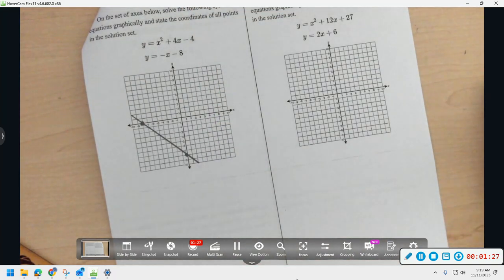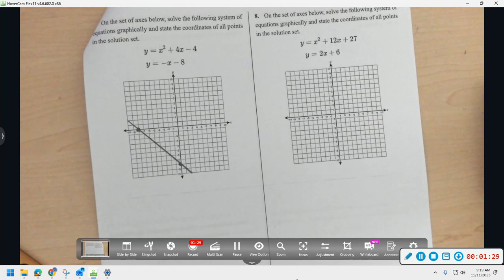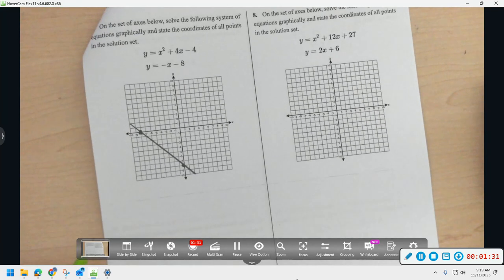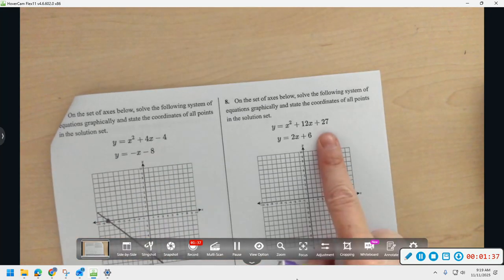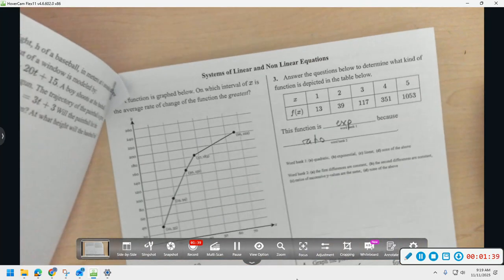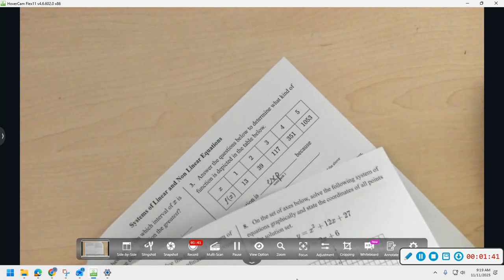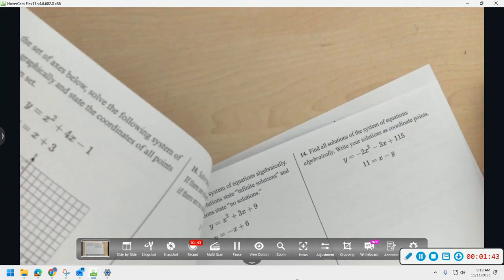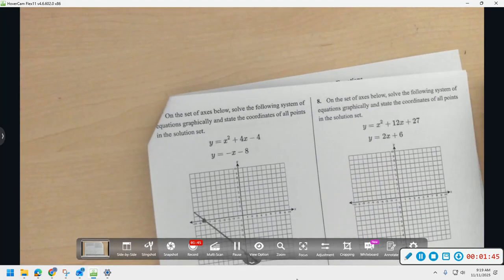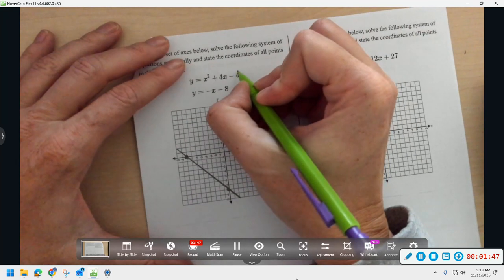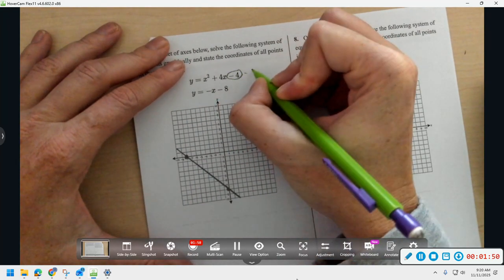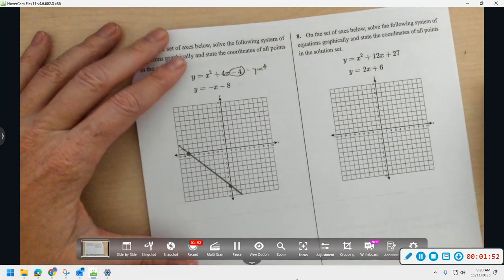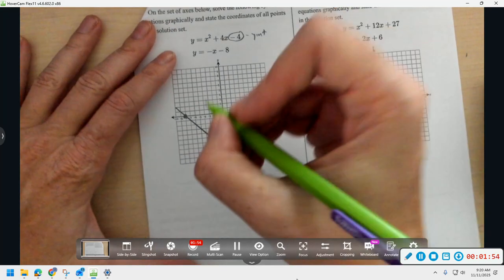In that quadratic there, the negative 4 at the end, that's your y-intercept. No matter what, this one's negative 4, this one's 27. On the other pages, there's other numbers too, like that one's negative 1. So that y-intercept is always this last number over here. So negative 4.